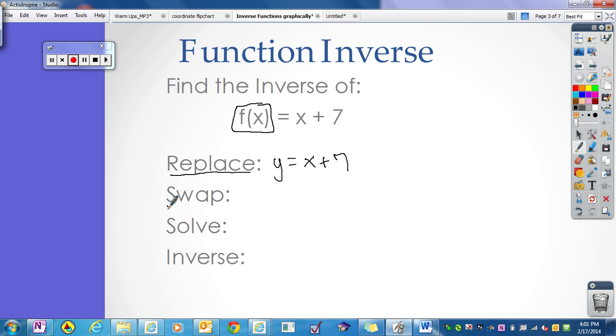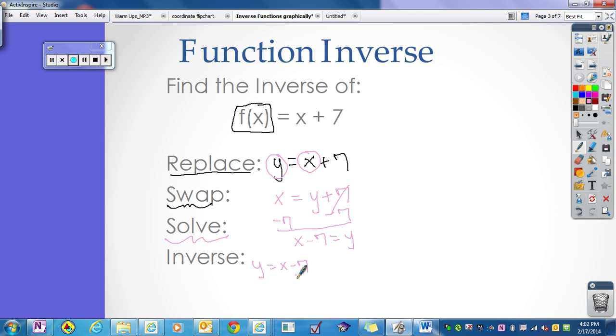So the very first thing you're going to do is swap them. You're going to take this y and this x and reverse where they are. So now instead of y = x + 7, it's going to be x = y + 7. Now I need to solve this for y, so I need to get y by itself. In order to do that, I have to subtract 7 on both sides. When I subtract 7 on both sides, I get x - 7 = y.